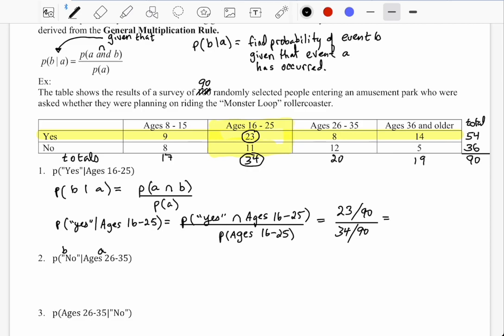Now, if you have a complex fraction, a fraction over another fraction, if the denominators are the same, you can just cancel them out. All right. It's basically a shortcut to keep, change, flip. So this would simplify down to 23 over 34, right? And if you're not sure, just use a calculator.